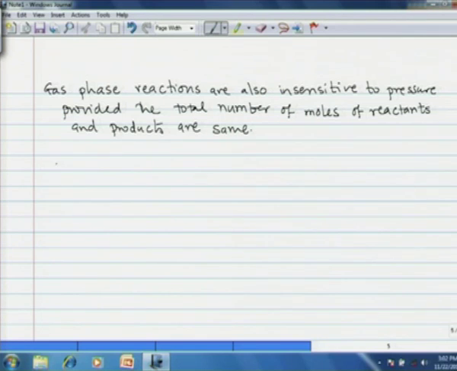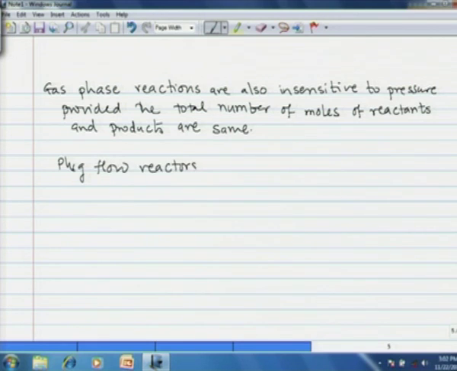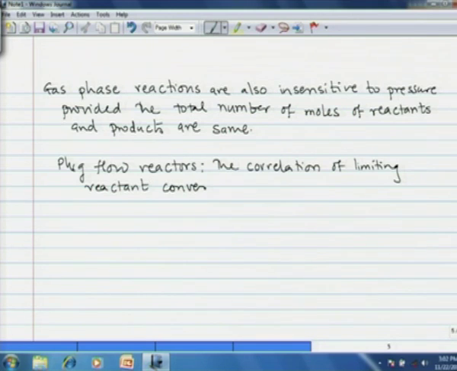In case of plug flow reactors, the correlation of reactant conversion, that is mainly the limiting reactant conversion, is with respect to the space velocity. Now, this helps in deciding the size of the reactor.